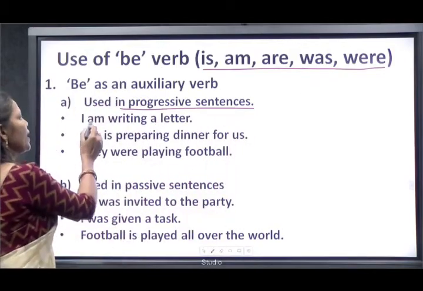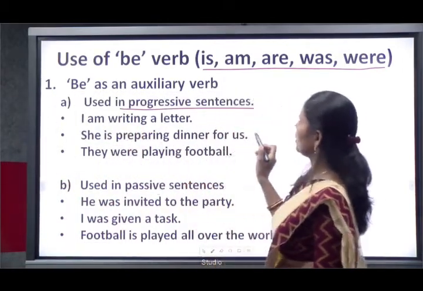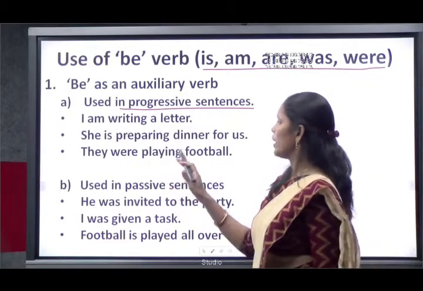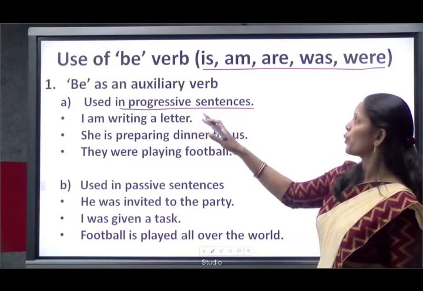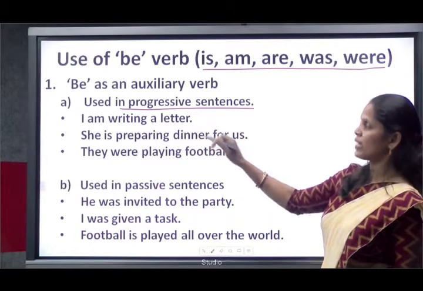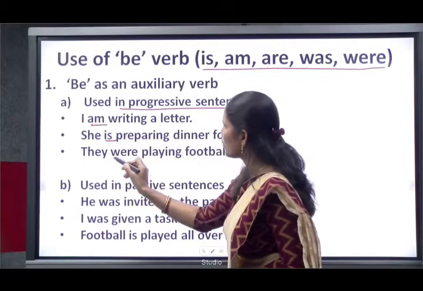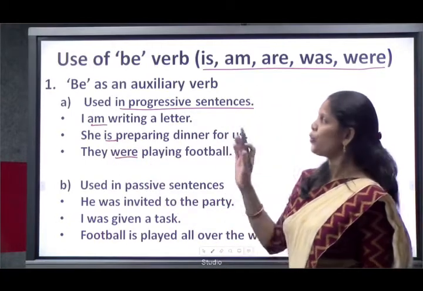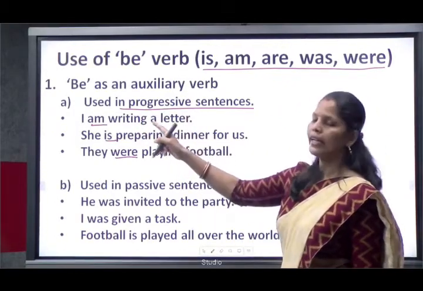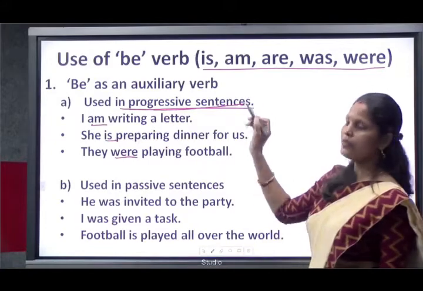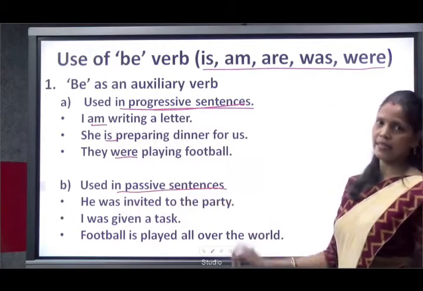For example, I am writing a letter. She is preparing dinner for us. They were playing football. Here we find all the sentences are written in progressive form, and we find am, is, were. These are be verb auxiliaries. So be verb auxiliary is mainly used in progressive sentences, and also it is used in passive sentences.